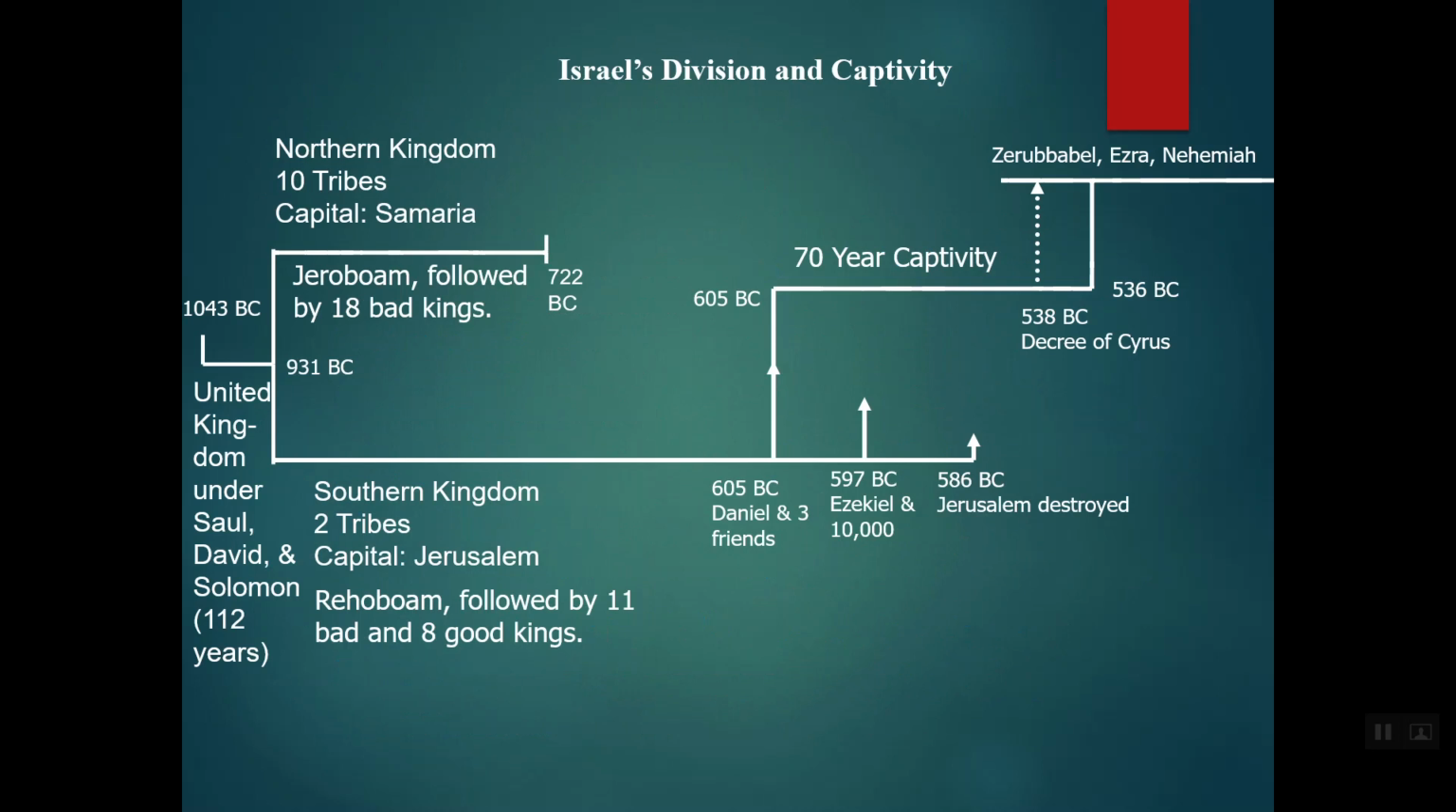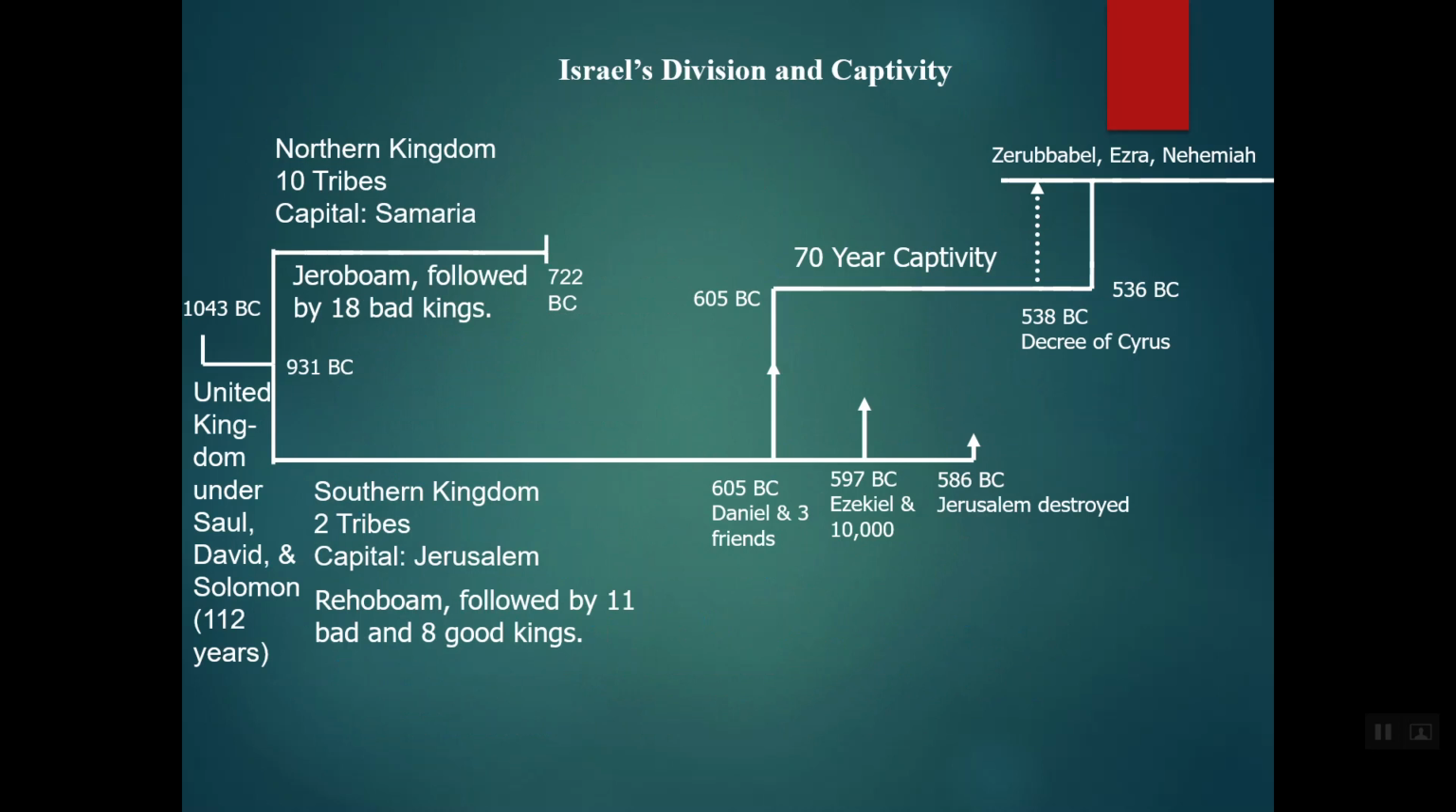Yeah. So this diagram shows there was a single united kingdom for about 112 years that included Saul, David, and Solomon. And then because of Solomon's sin, in 931 BC, it split into the northern and southern kingdom. Ten tribes went to the north. They established a new city there in Samaria. And they had no good kings that followed in that line. The other thing about the northern kingdom is it didn't stay in one family. There were different families that came to the throne in the north.